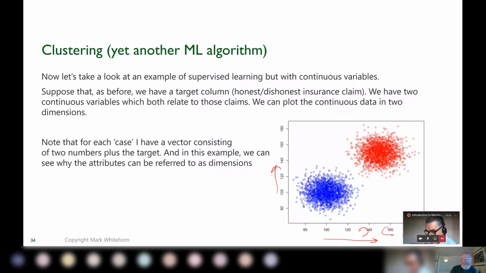I mean, it would be great if maybe these are all the honest people and these are all the dishonest people. Wouldn't we love it if clustering was always as precise as that? But the idea of clustering is that you can plot one continuous variable against another, and you may end up being able to say, most of the honest cases are here, most of the dishonest cases are there.